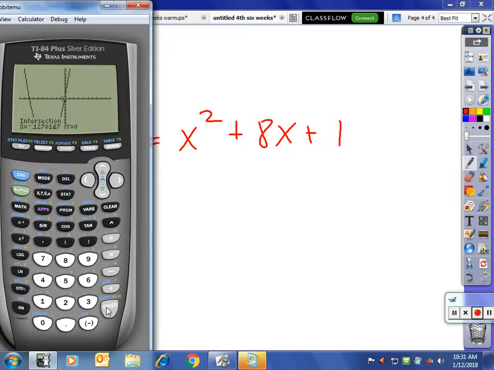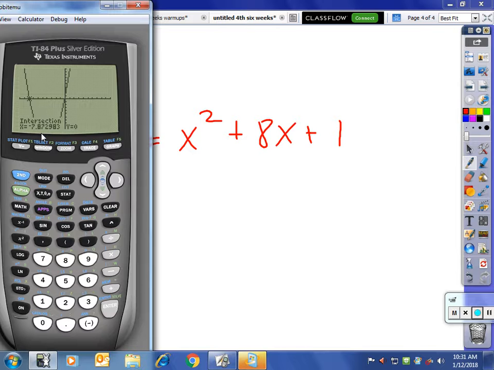Okay, one of the zeros I found was negative 0.127. Now, to find the other one, I got to hit trace, get over there to the other side, do it again. So negative 0.127 was one of the x-intercepts, or zeros, or roots. Get over to the other side, do it again, calculate intersection, first curve, second curve, guess. Please make sure you don't stop till you see the word intersection, and the y value should equal a 0. The other one was negative 7.872.